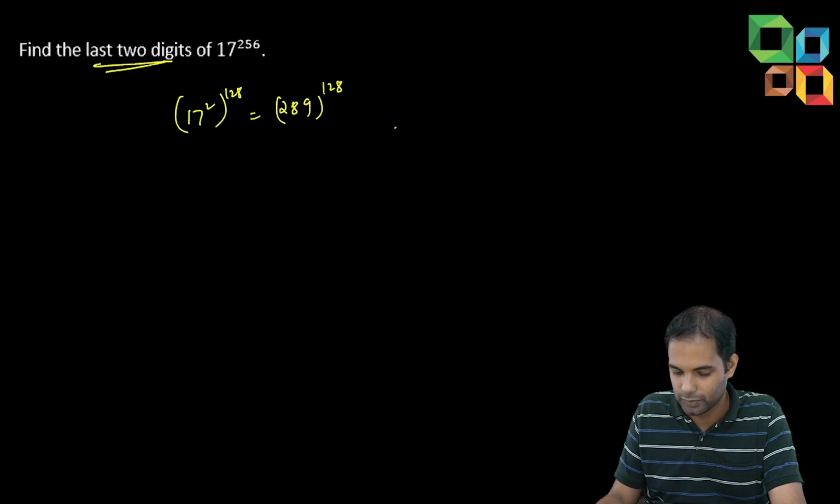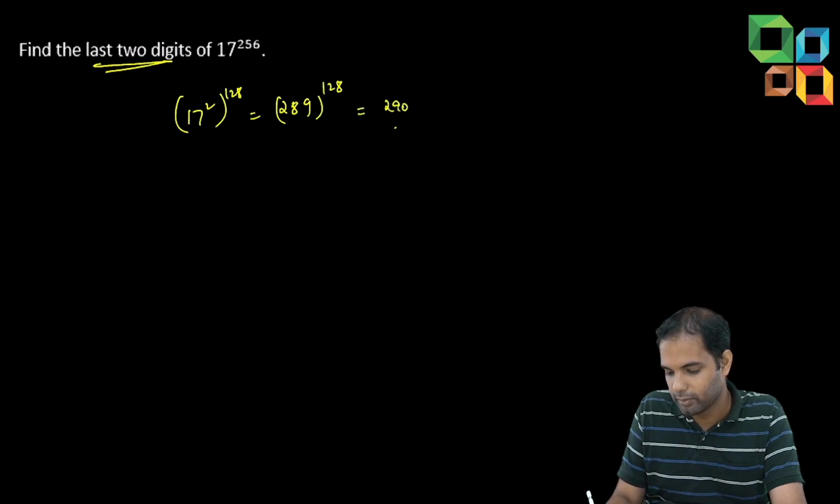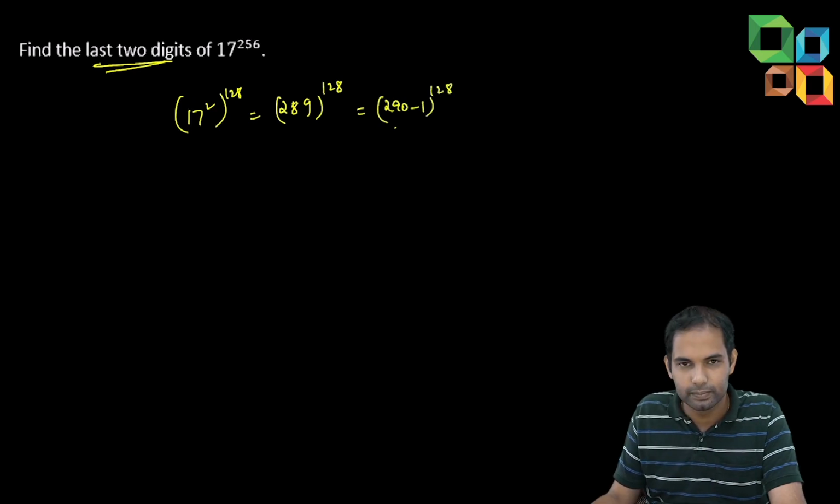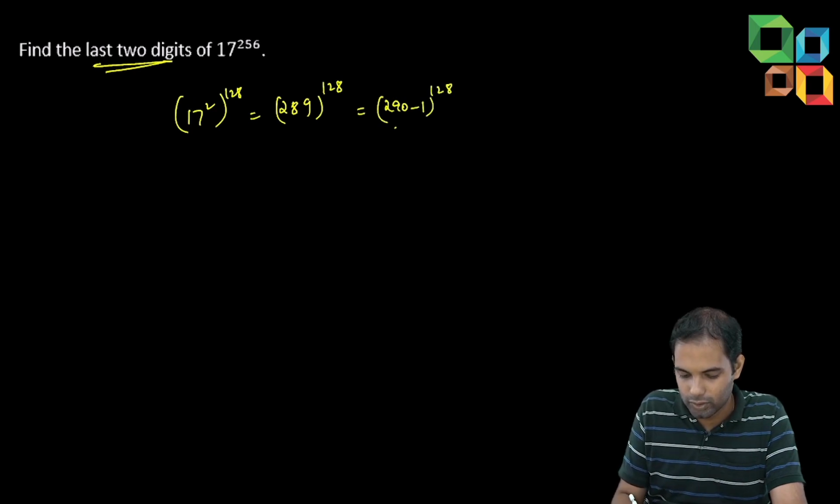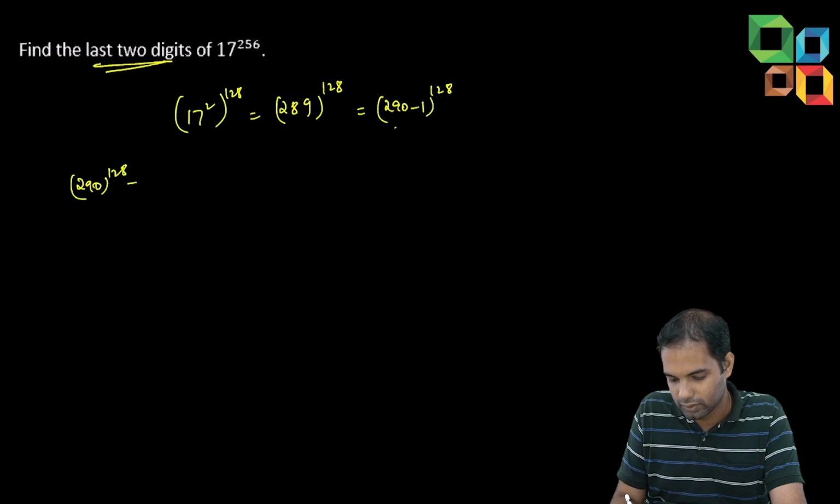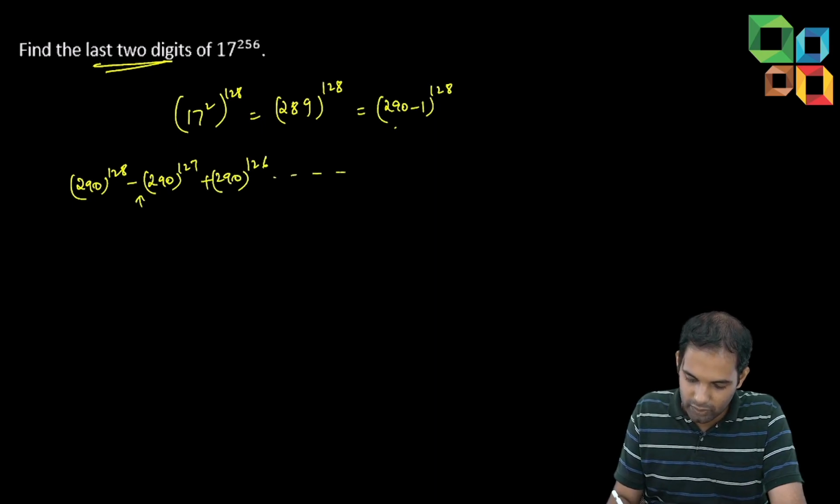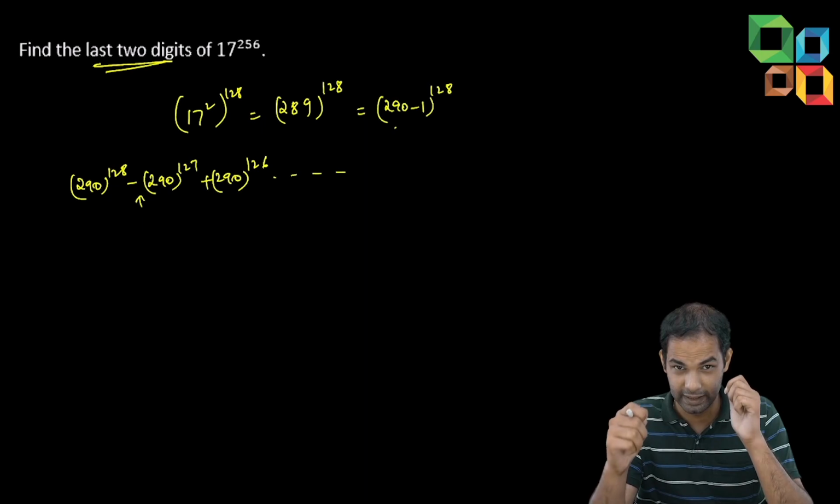Why did I write this? Just look at the number. It's 290 minus 1, whole power 128. So 290 to the power 128, minus, next is 290 to the power 127. I'm ignoring the binomial coefficient, etc. We're not coming to that yet. There is 128C1, etc. I just want to figure out what this is. Next should be 290 to the power 126. Can we look at the numbers? One advantage of doing this is that the other term is 1, so I need not worry about two numbers increasing and decreasing.